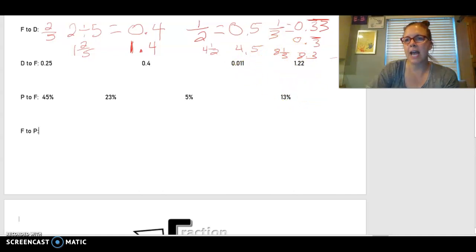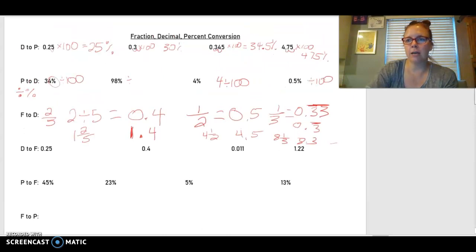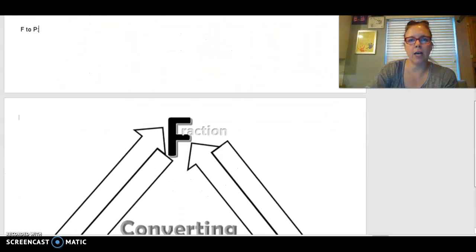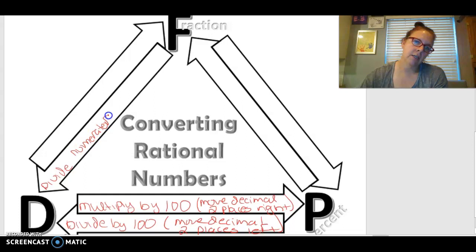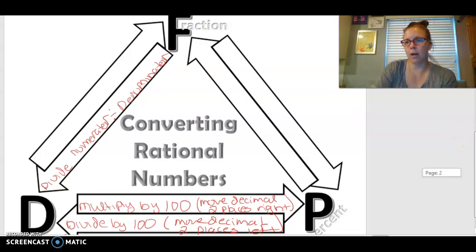Okay? Now, let me move it down here. So we went from what? Fraction to decimal. Okay? So you're going to divide numerator divided by denominator. Okay, and pause that if you need to. All right.